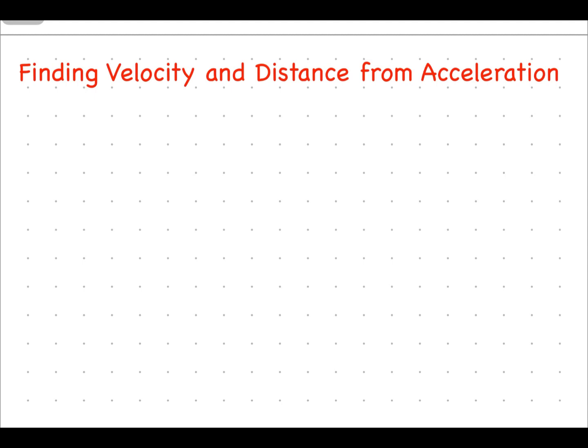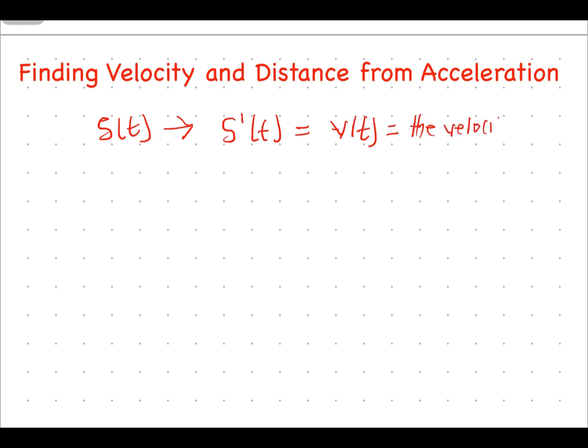You can see that if you are given a distance function, let's say that your distance function is represented by s of t, and you are asked to calculate the velocity, what you need to do is just take the first derivative of the distance function, and you are going to get s prime of t, and that s prime of t is equal to v of t, and this is the same as the velocity at time t.